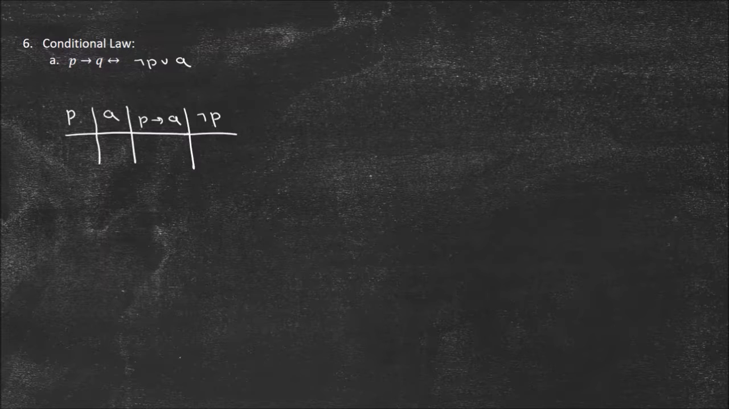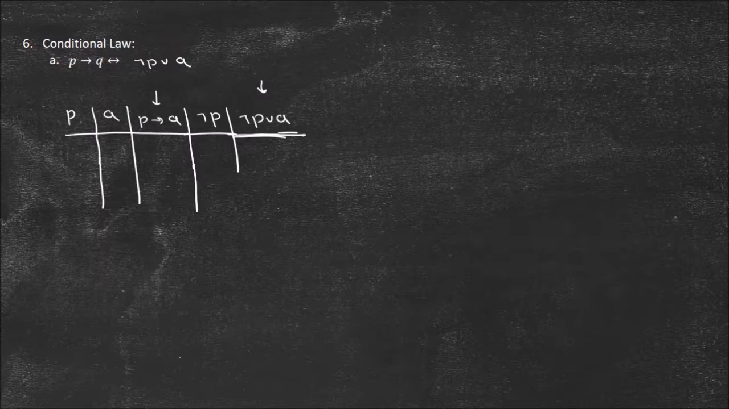So let's look at P and Q. Then I'm obviously going to have P implies Q. Then I'm going to need to show not P. I should have put that earlier. And then I'm going to need to show, lastly, not P or Q. And remember, when I'm doing truth table proofs, I want to show that this column here needs to be equal to this column here. If they're logically equivalent, that has to be true.